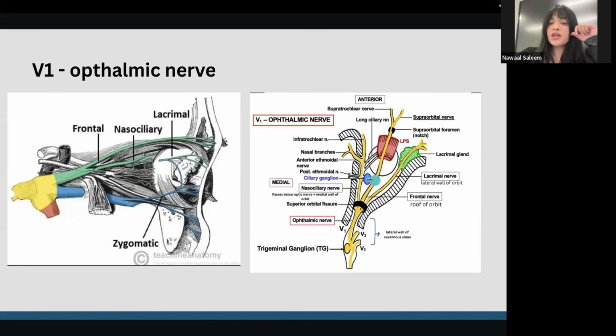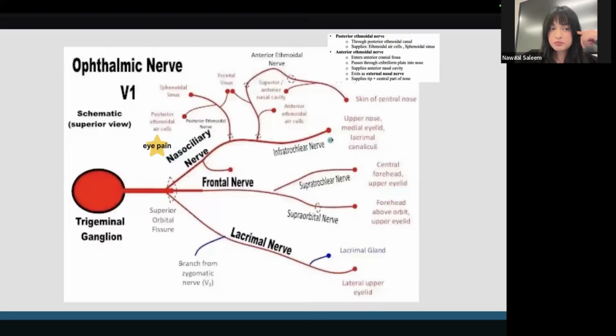So in the medial side, you're going to find the ciliary ganglion, the posterior ethmoidal and anterior ethmoidal nerves, the nasal branches, and then the infratrochlear nerve. This is a schematic diagram. So this is the trigeminal ganglion, and they have the superior orbital fissure. So you have the frontal nerve, the lacrimal nerve, and the nasociliary nerve.